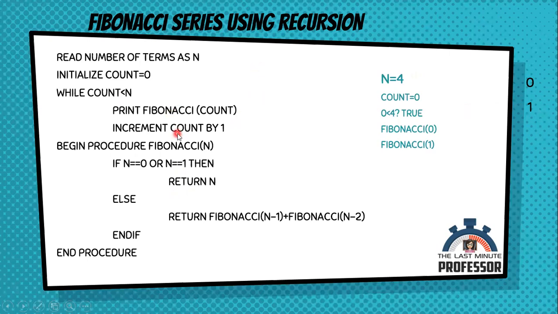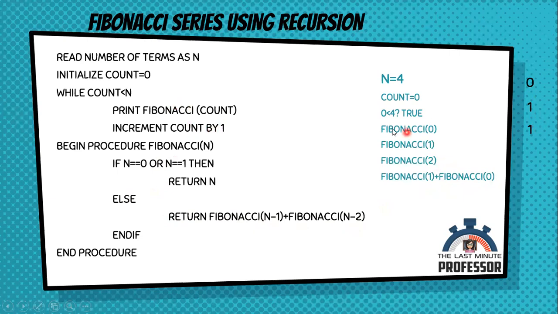So now the count value is 2 and 2 is less than 4. Yes. So now Fibonacci of 2. So Fibonacci of 2, when it comes, this part fails and so else gets executed. Return Fibonacci of n minus 1 plus Fibonacci of n minus 2. That is Fibonacci of n minus 1 is Fibonacci of 1 plus Fibonacci of n minus 2 is Fibonacci of 0. The previous two terms get added now. So 0 plus 1 is 1. That value gets printed and the count gets incremented by 1.